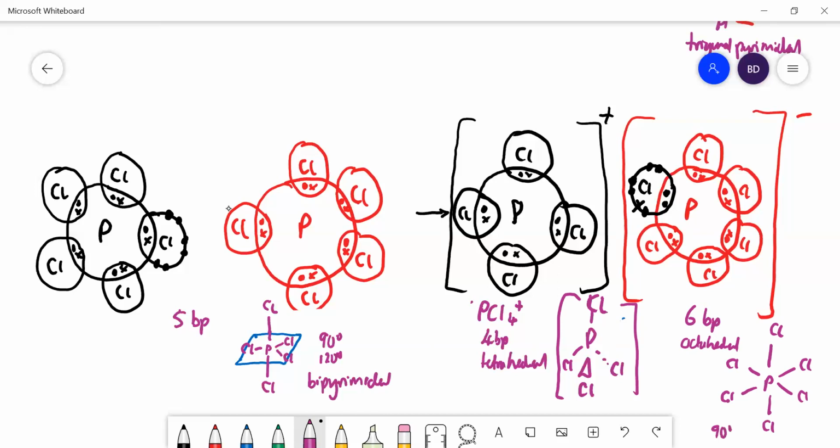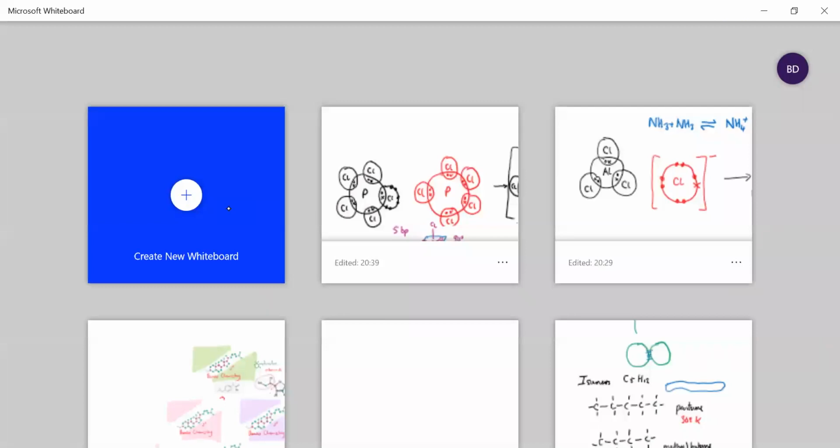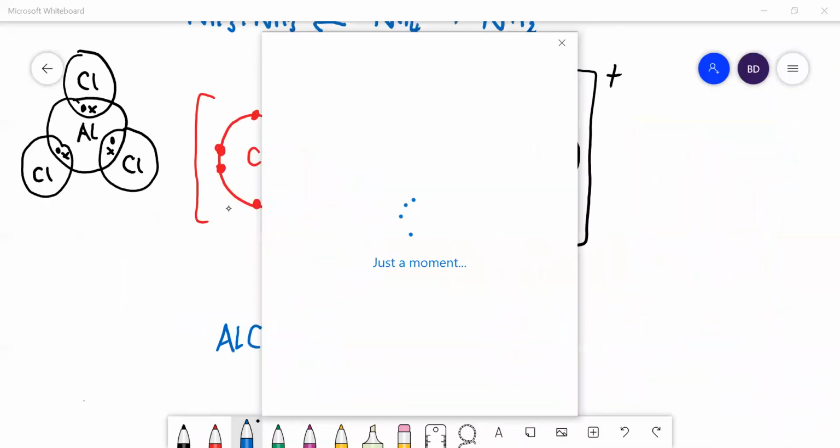So you've got 3 different shapes in that reaction. The bipyramidal, the tetrahedral, and the octahedral. Okay, I think I've got a couple more which I couldn't fit on this page, so I put onto another one. This one here. Right.